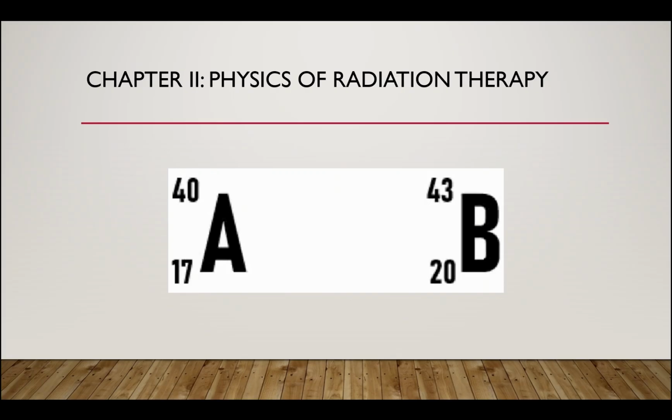So for our example here, element A has an atomic mass number of 40 and an atomic number of 17, while element B has an atomic mass number of 43 and an atomic number of 20. Okay, so if we calculate the number of neutrons, we will get the same answer, which is 23. And we can see that these elements have different atomic numbers and different atomic mass numbers, which makes them isotones.